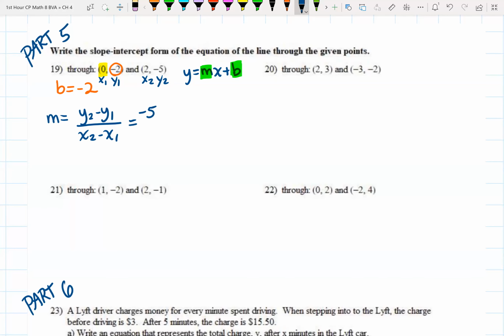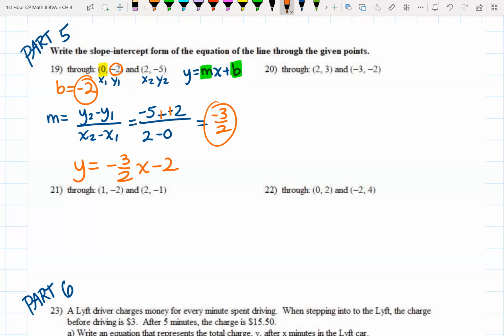So -5 minus the -2, and 2 minus 0. Double negative here becomes positive, positive, and your slope is -3/2. So now you have both pieces to make your equation. Y equals -3/2 times x minus 2.